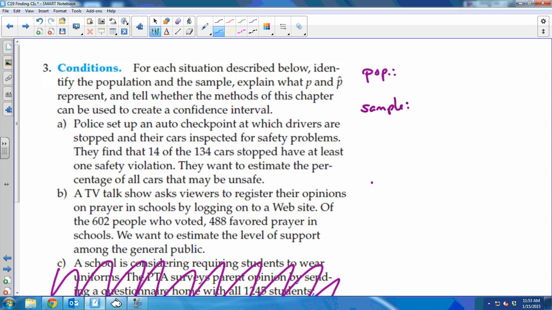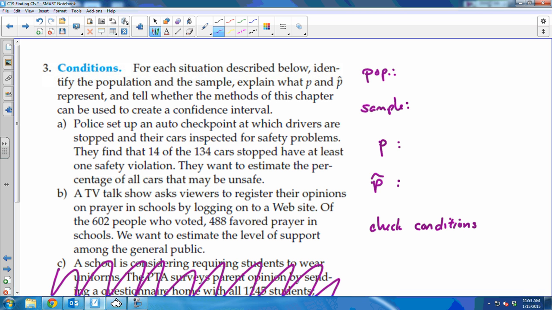Explain what P and P hat represent. So what is P and what is P hat? And tell whether the methods of this chapter can be used to create a confidence interval. That means check the conditions. If the conditions are met, then yeah, we can do a confidence interval. If not, no, we can't. That's what I asked you to do, so I expect you to do all of those things.